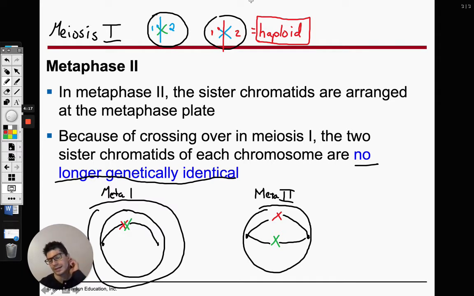Which, if you think about it, at the end of mitosis, we still have our diploid cell. But this is just a weird terminology that I wanted to make sure I went over with you guys, because it is weird to think about. And the only reason it's considered haploid is because these two, number 1 and number 2 on both of these chromosomes, are no longer identical because of that genetic variation that crossing over makes.